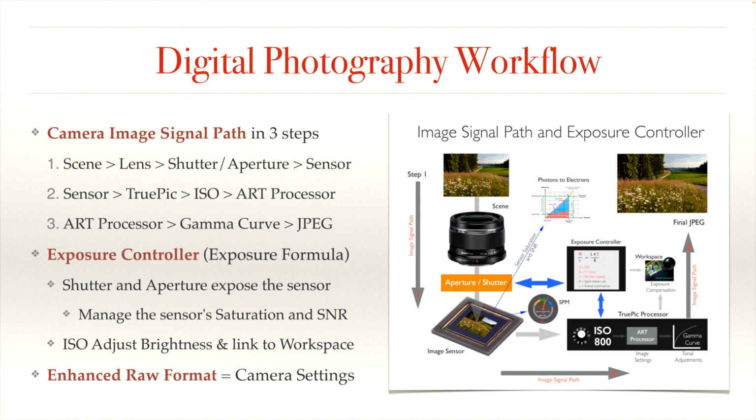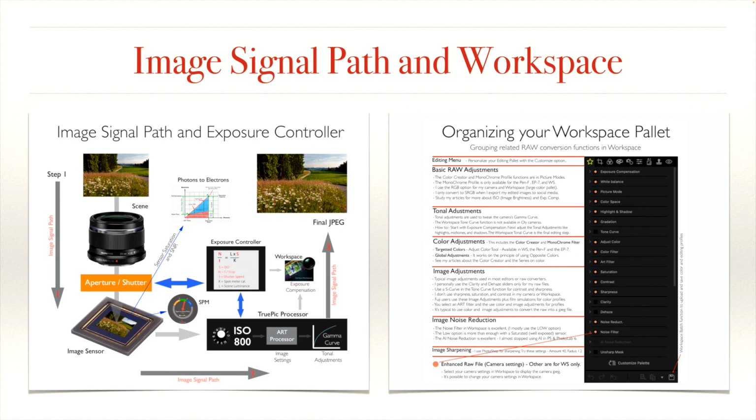So I'm in Workspace, I'm basically still working inside the camera, if you may, and we will see that in the examples. The final step is to tweak the gamma curve, and I will explain that in the examples, and then the conversion to the JPEG file. So the final point here is enhanced raw format includes the camera settings, which helps us in the editing process.